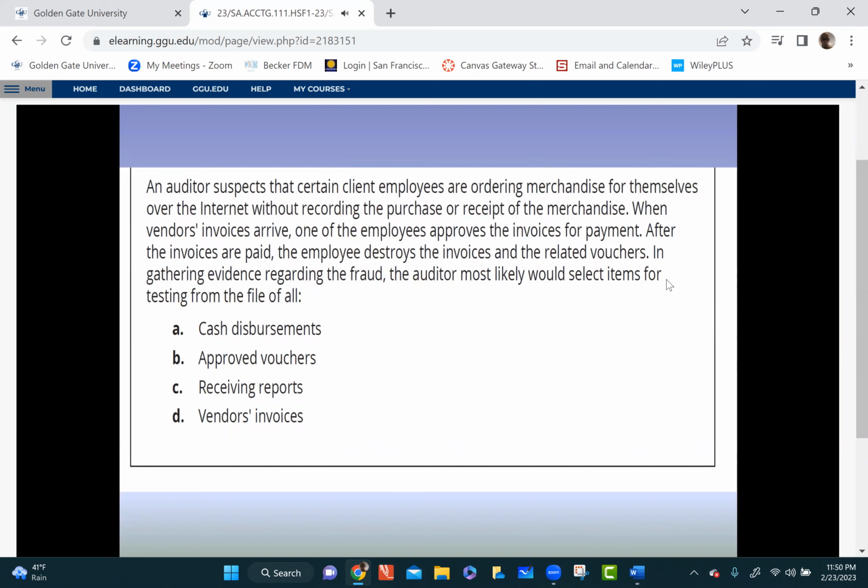Auditors suspect that certain client employees are ordering merchandise for themselves over the internet without recording the purchase or receipt of the merchandise. Now, when we say without recording, really, it's not going to let me write on it. Okay, here we go. When we say without recording, what assertion? Completeness? Excellent, very good. If we say without recording, that means they didn't record it. That means the accounting records are not complete. So that means we're going to have to what?